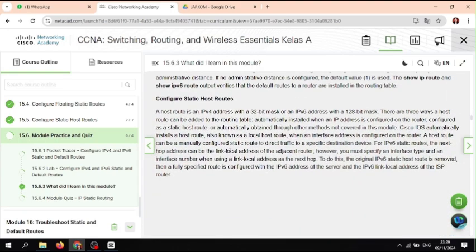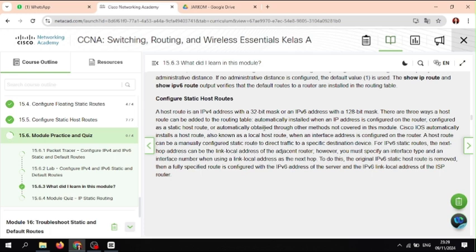Kemudian yang terakhir, configure static host routes atau konfigurasikan rute host static. Rute host adalah alamat IPv4 dengan 32 bit atau alamat IPv6 dengan 128 bit. Ada 3 cara rute host dapat ditambahkan ke tabel perutean. Yang pertama yaitu diinstal secara otomatis saat alamat IP dikonfigurasikan pada router. Kemudian dikonfigurasi sebagai host static route atau diperoleh secara otomatis melalui metode lain yang tidak tercakup pada modul ini.